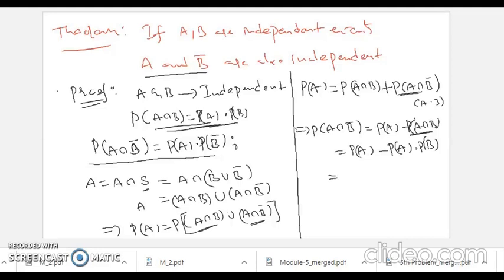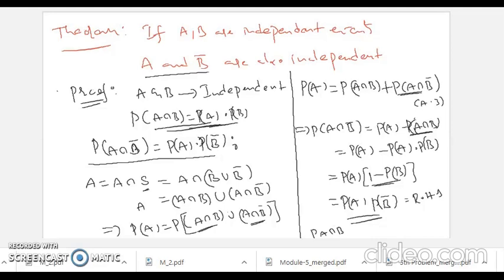Now take common P of A from these two terms, 1 minus P of B. That is equal to P of A, and 1 minus P of B means P of B bar. This is the RHS value. So we conclude that P of A intersection B bar is equal to P of A into P of B bar. So this is our proof.